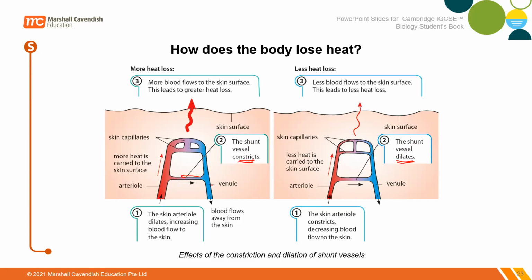If I don't have shunt vessels here, it means there is no chance for me to control the amount of blood that passes through the surface of the skin. More heat is carried to the skin surface if I have constricted shunt vessels. If I close this and narrow this, more blood will pass through the arterioles, so more blood flows to the skin surface.